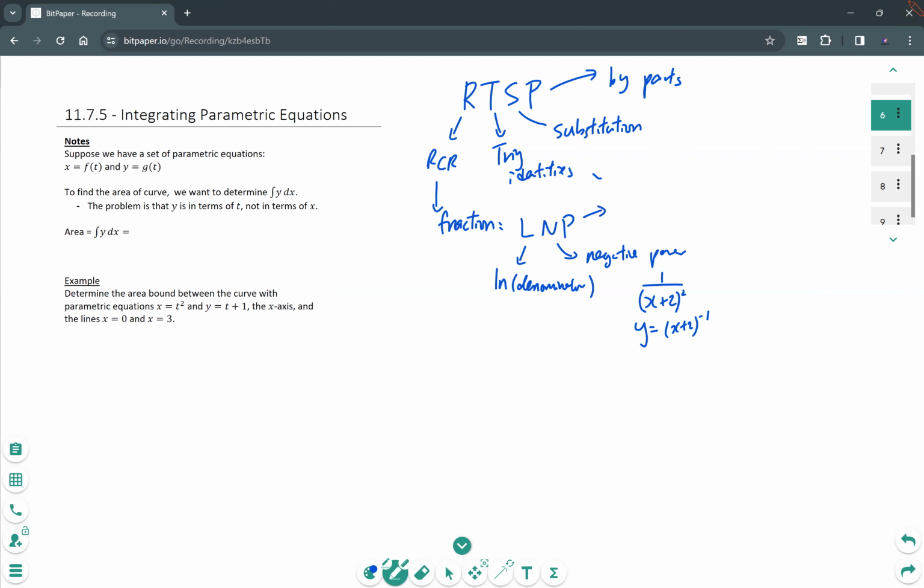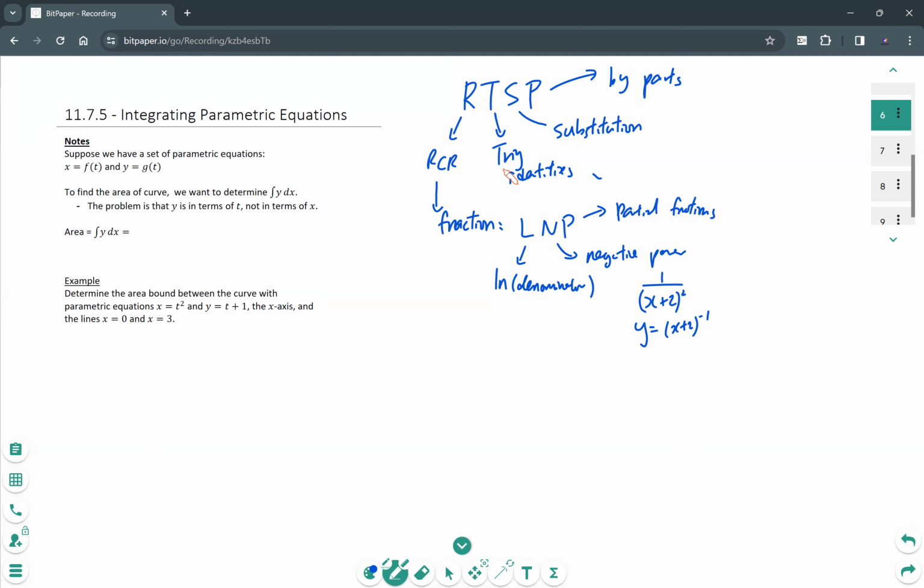And the last one, P, is partial fractions, which we covered last lesson. Usually when you see fractions with two factors in the denominator, use partial fractions. So this is literally my map of everything about integration, RTSP.